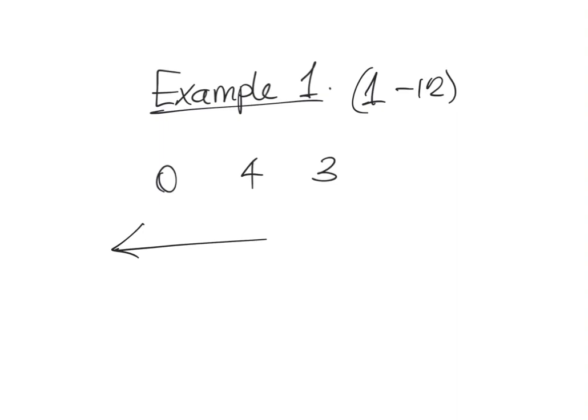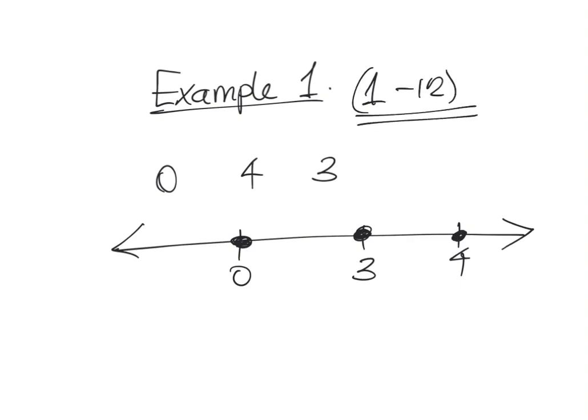Then you go to a number line, and you know that your 0 will be the smallest one, and then we go to 3, and we go to 4. So we have put these numbers on a number line. That is what this section is asking you to do. It gives you a series of numbers and asks you to sketch them on a number line.